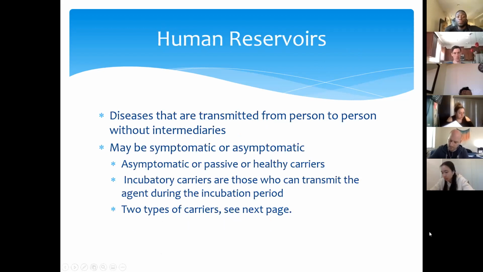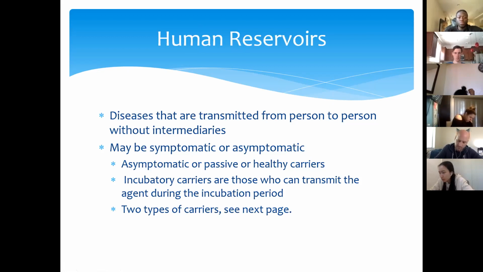Okay, so we can be reservoirs, and that's what happens when we transmit diseases or microorganisms from person to person without intermediaries. We can transfer through mucous membranes. If we sneeze, cough, or talk, that's respiratory droplets. Sexually transmitted disease is another, where there's nothing in between that needs to happen for transmission.